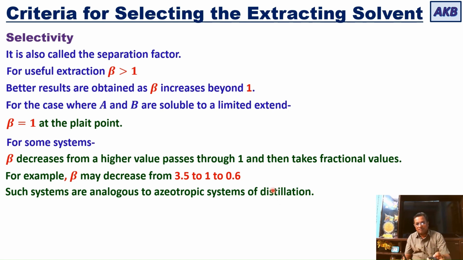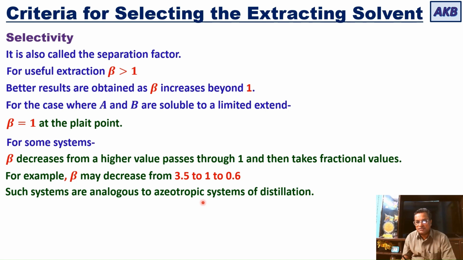Such systems are analogous to azeotropic systems in distillation. Azeotropes means constant boiling mixtures where there is not much difference in the boiling points of the components. So when beta decreases from a higher value, passes through 1 and then finally takes fractional values, this is analogous to azeotropic systems of distillation. Azeotropic mixtures are those liquid solutions where there is not much difference in boiling points of the components in the solution.